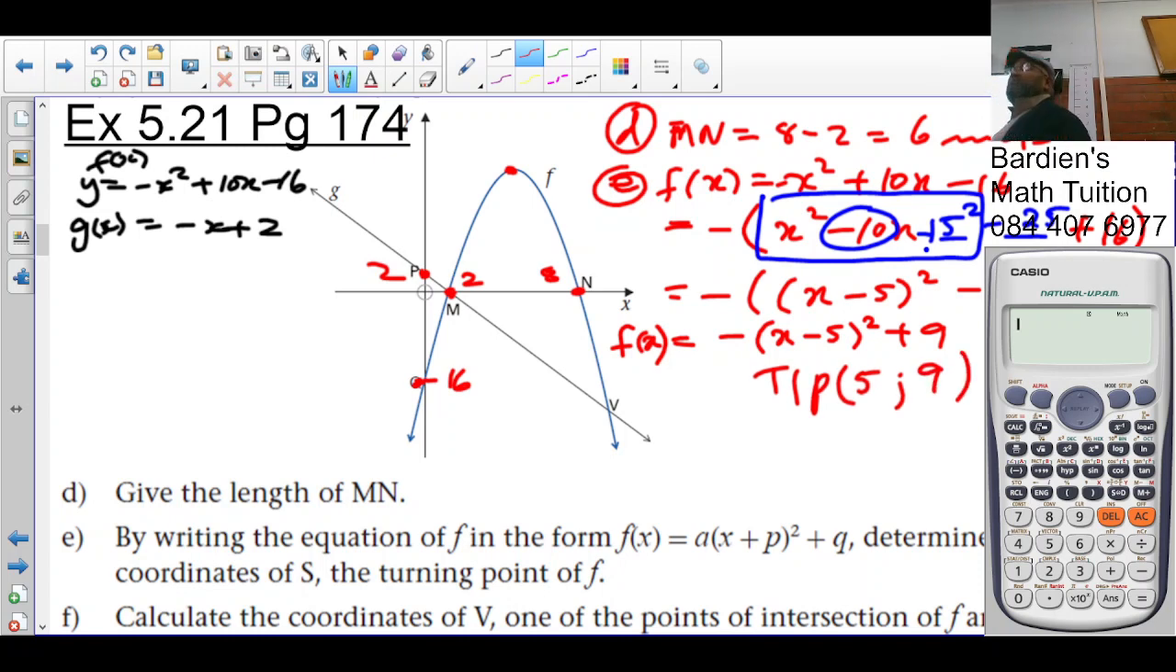Remember when we did the completing of the square, we always end up by saying the graph has a maximum value of 5 occurring at 9. You remember we always used to say that? And here is where it comes into place. The graph has a maximum value of 9 and it occurs at an x value of 5. You see that's the axis of symmetry value there as well. Okay?